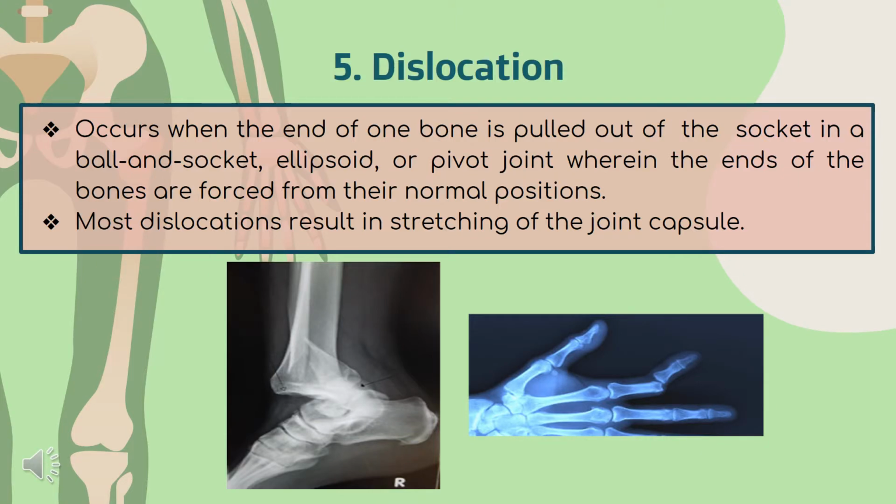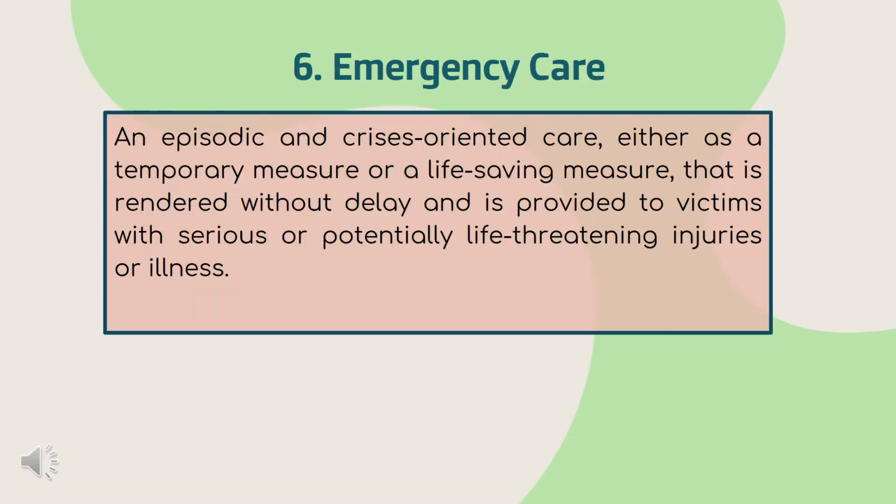Dislocation. It is basically the displacement of a bone from its normal position. It occurs when the end of one bone is pulled out of the socket in a ball and socket, ellipsoid, or pivot joint wherein the ends of the bones are forced from their normal positions. Most dislocations occur in stretching of the joint capsule.